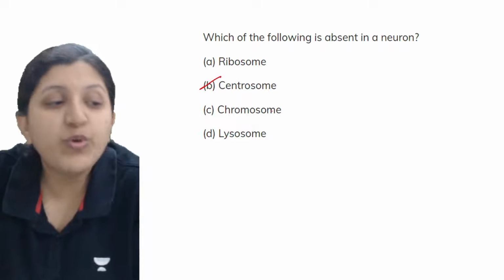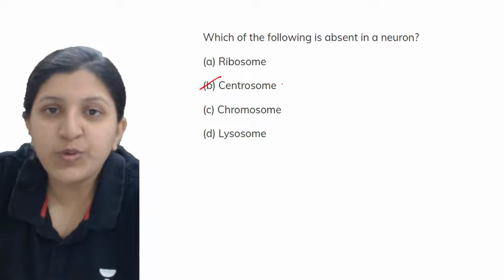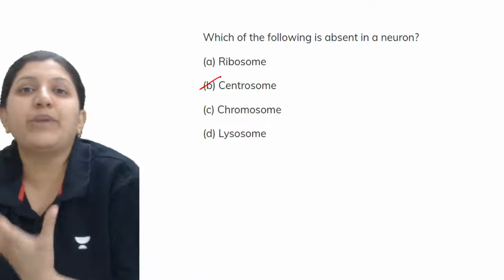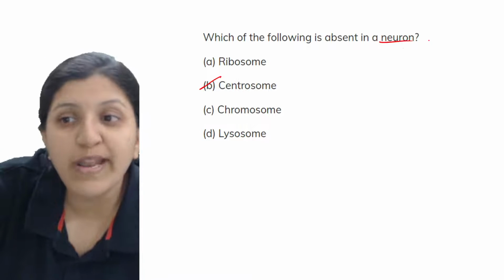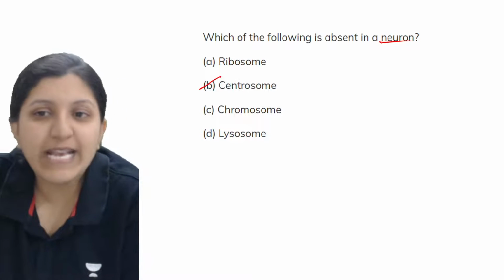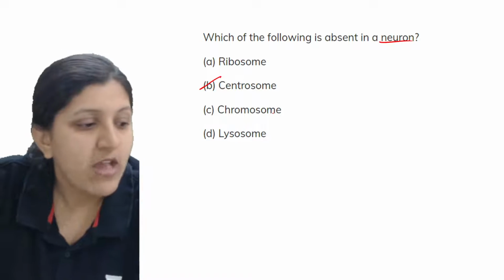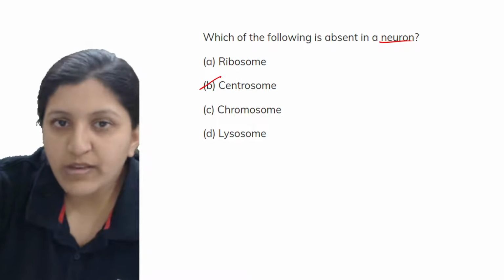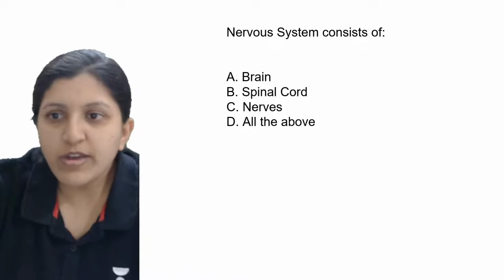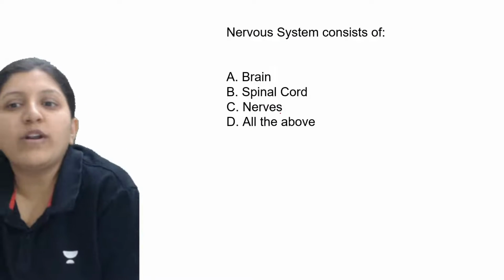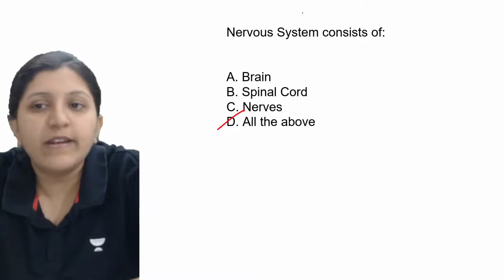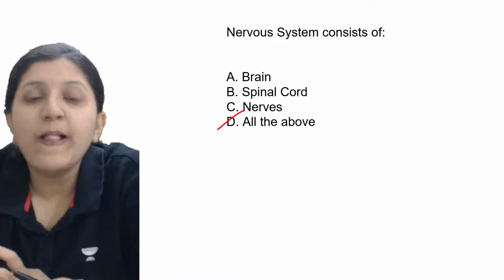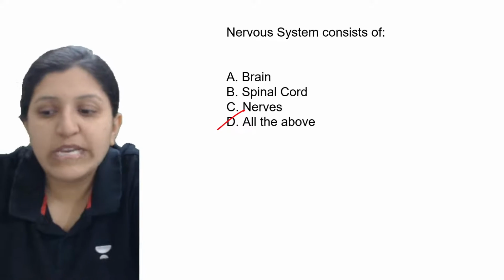Since neurons have lost the capacity to undergo division, there is no centrosome present. Like brain tumors, which we have all heard of: if the neuron has lost the capacity to divide, then what exactly is dividing? It is the neuroglia. Neuroglia undergo uncontrolled cell division, leading to the formation of a tumor. The nervous system consists of brain, spinal cord, nerves, all of the above. Specifically, the central nervous system is brain and spinal cord. The peripheral nervous system includes everything else.